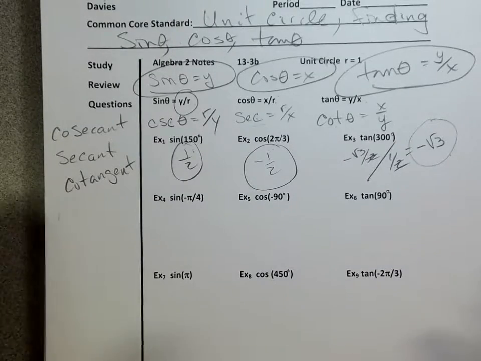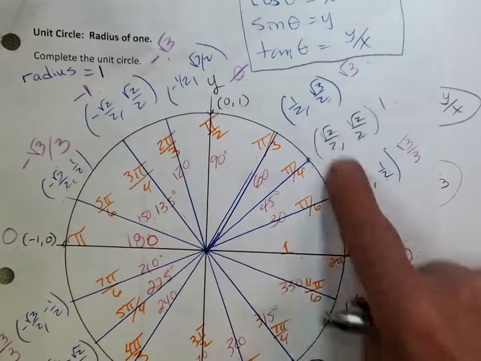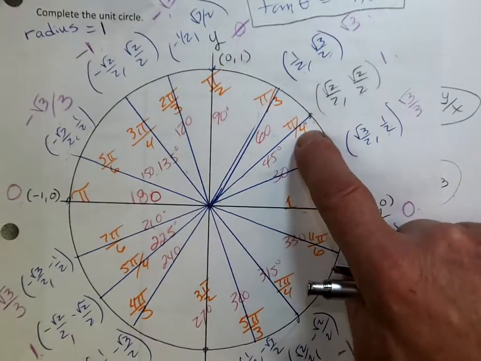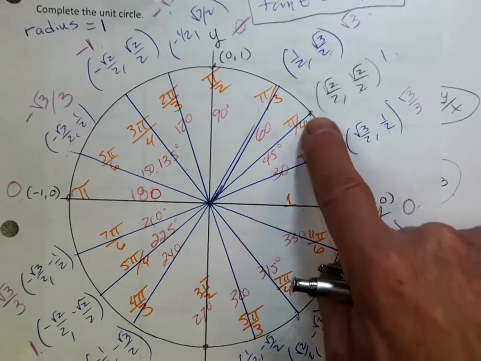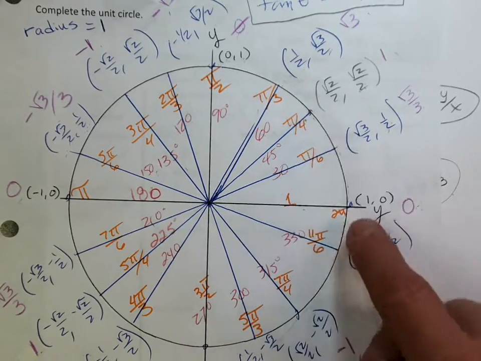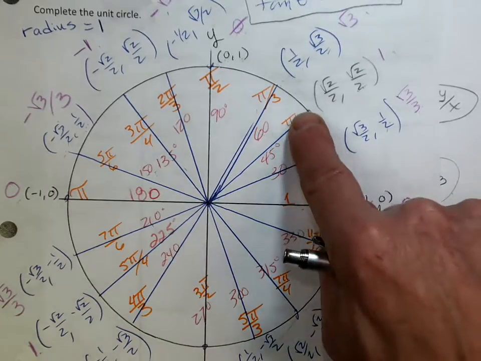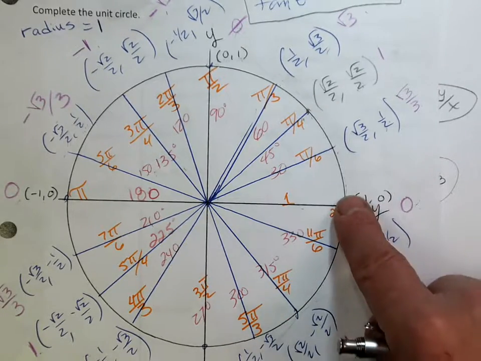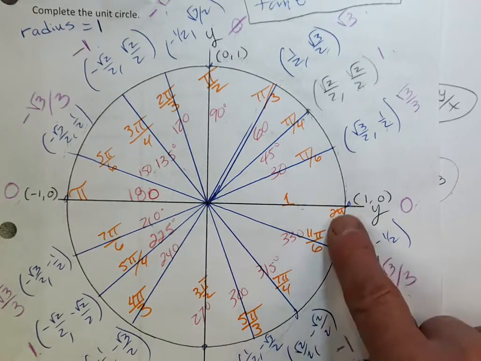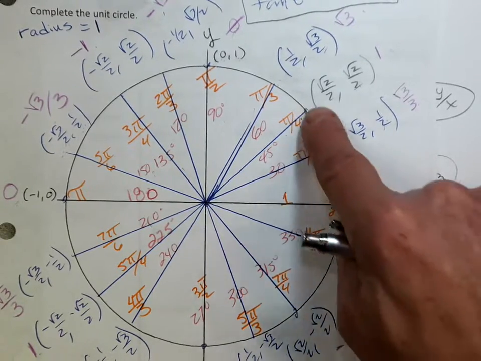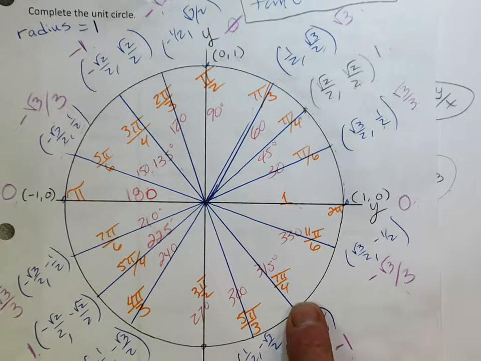Okay, sine of negative pi over 4. Well, negative pi over 4 is not on my circle. But think about a rotation. Pi over 4 rotates up to here. A negative pi over 4 would rotate down, wouldn't it? If it's a negative angle, it rotates backwards. So negative pi over 4 would be right here. It's an angle of rotation. It rotates the same amount, but backwards.